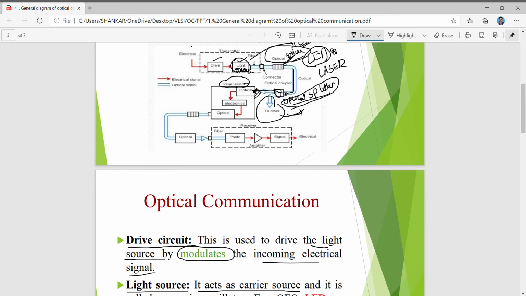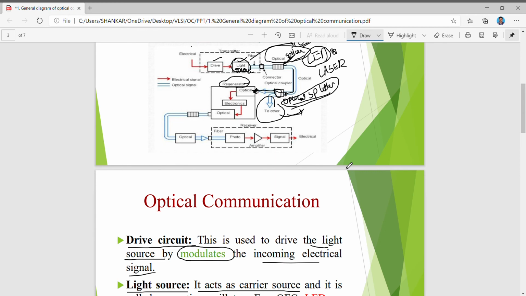This light signal is now converted back to the electrical signal form. The red color is now represented as the electrical signal form. This electrical signal is now applied to the electronics component here. This block is called the electronics component. In this electronic component, we are using the regenerative circuit and reshaping circuits.